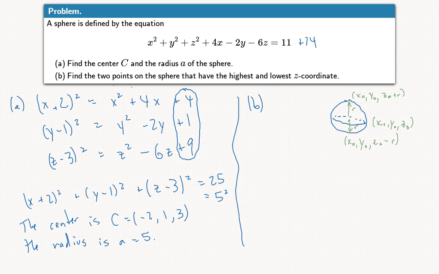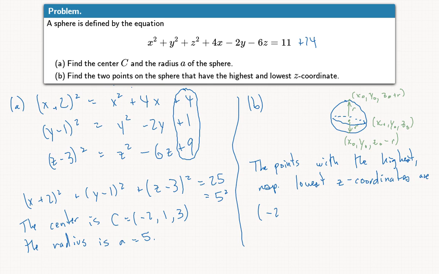So now our answer is: the points with the highest and respectively lowest z coordinates are -2, 1, 8, or say respectively -2, 1, -2.